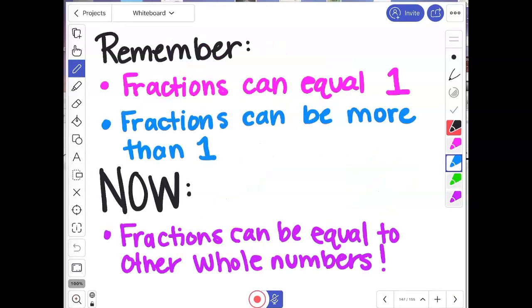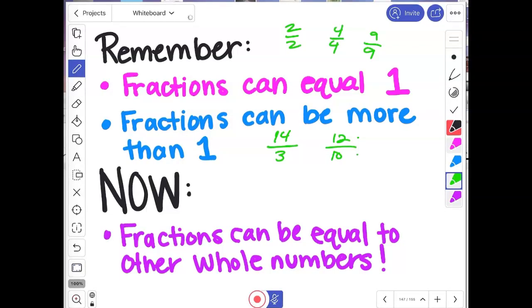Here we go. So remember, a fraction can be equal to 1. Those were all the fractions like 2 halves and 4 fourths and 9 ninths, where the numerator and the denominator are equal. There are also fractions that can be more than 1, and that's when the numerator is greater, for example, 14 thirds or 12 tenths, where the top is greater than the bottom. That means that we have one whole figure or more than one whole figure filled in and then some extra as well. Now we're going to talk about fractions that can be equal to other whole numbers.